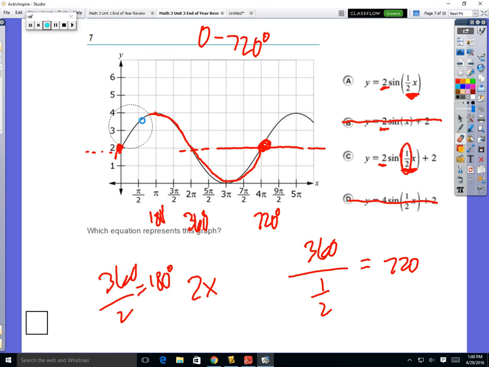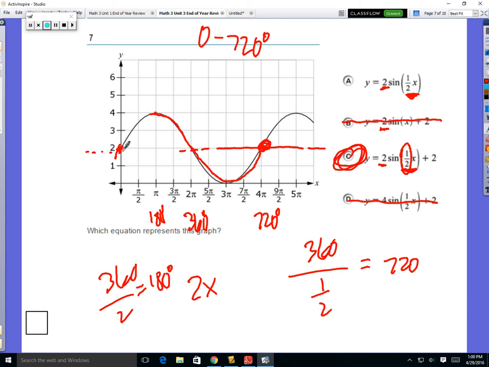Okay, so now you got to narrow down. We're going to go C because it usually starts at 0 and then goes, and they just shifted it up 2 units. They moved everything up 2, so that's the +2.